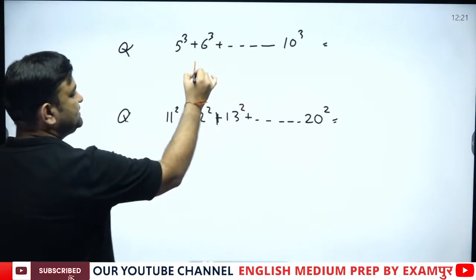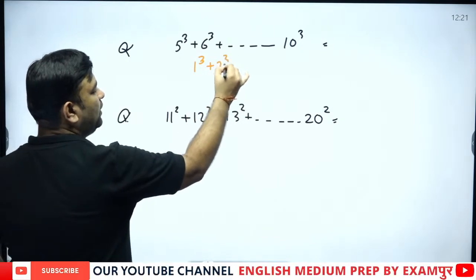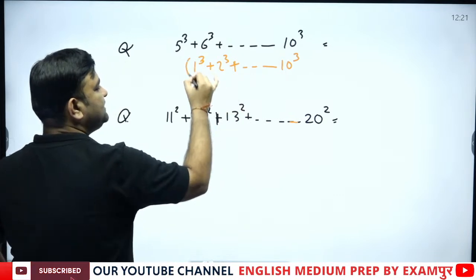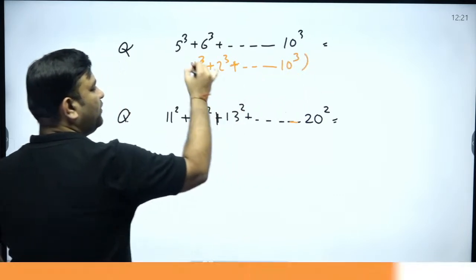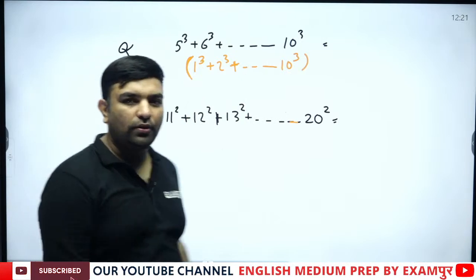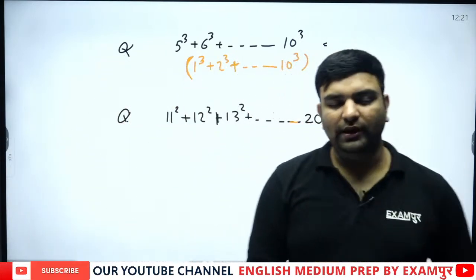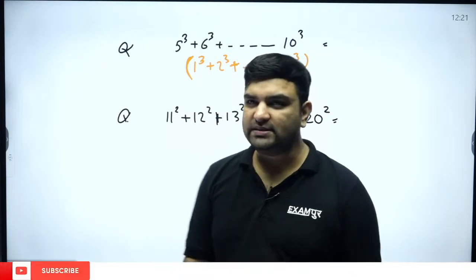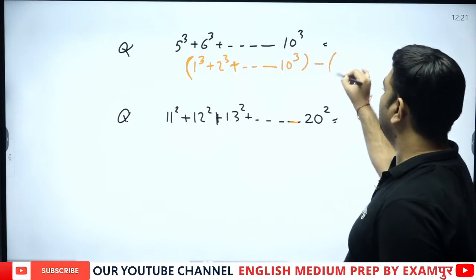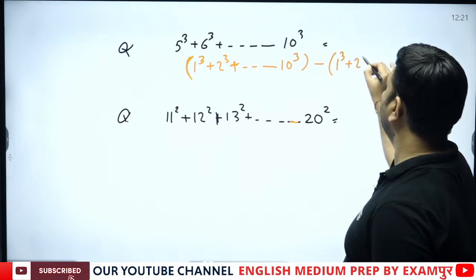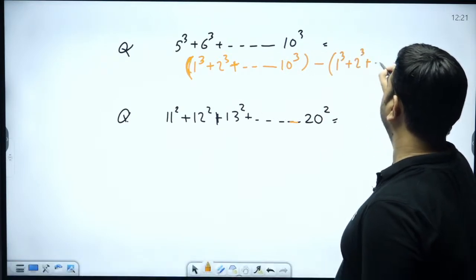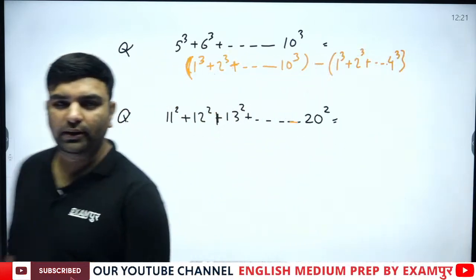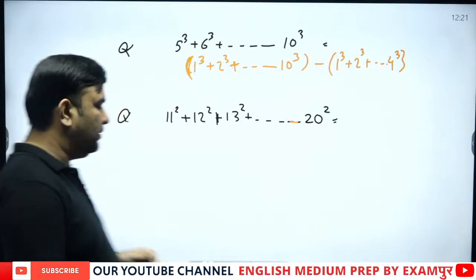We can write this as 1 cube plus 2 cube up to 10 cube, minus 1 cube plus 2 cube up to 4 cube. The formula is only applicable when the series starts from 1.